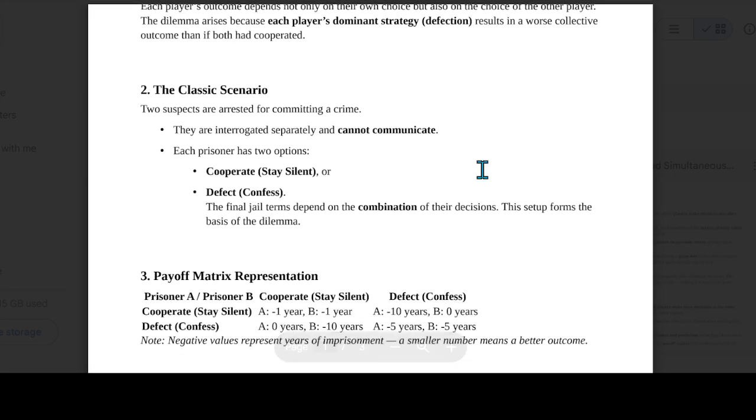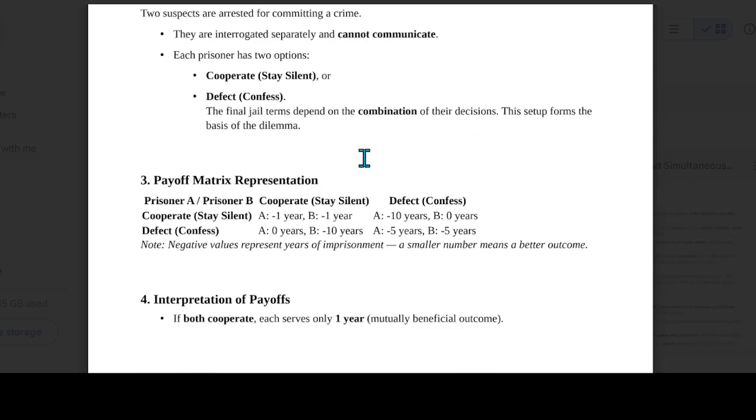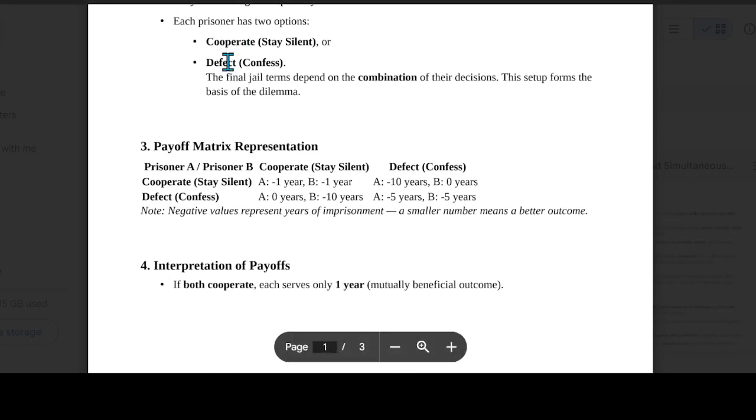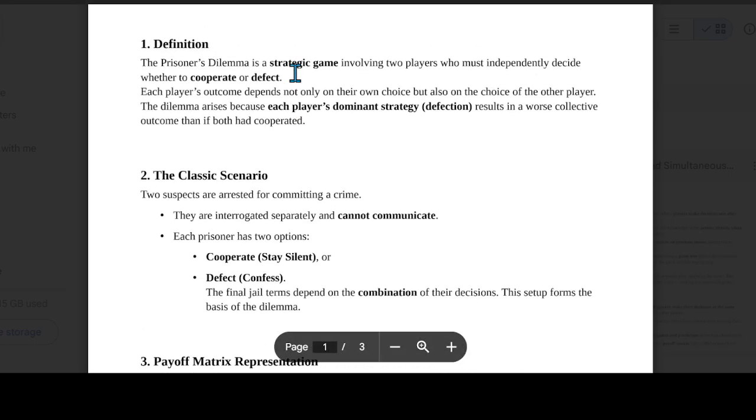Okay, so here everything that I explained, the classic scenario that two suspects are arrested, they are getting interrogated separately and cannot communicate. They either stay silent or they confess. The final jail terms, the terms that will be given to them, depends on the combination of their decisions. Okay, this forms the basis of the dilemma.